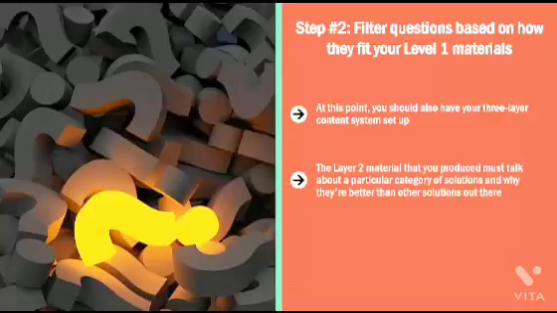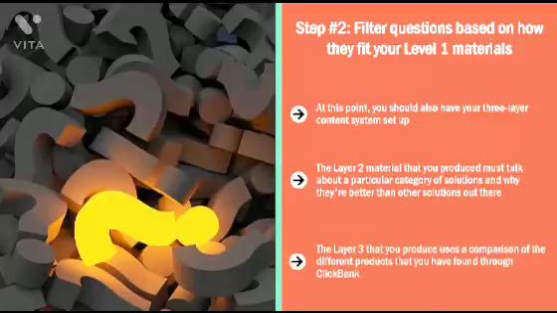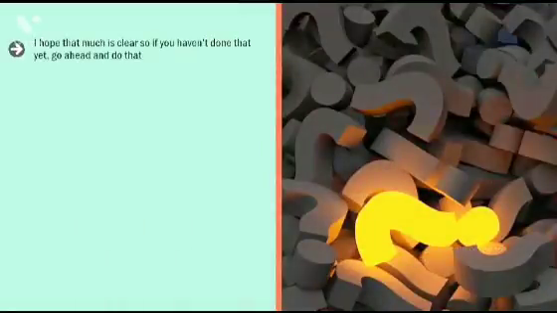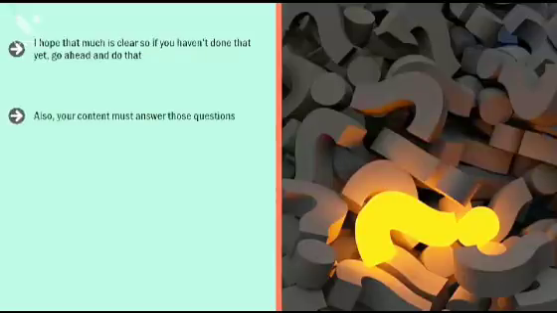The Layer 2 material that you produce must talk about a particular category of solutions and why they're better than other solutions out there. The Layer 3 that you produce uses a comparison of the different products that you have found through ClickBank. I hope that much is clear, so if you haven't done that yet, go ahead and do that. The key here is that your content must answer key questions that your audience members would have in mind when looking for solutions. Also, your content must answer those questions.